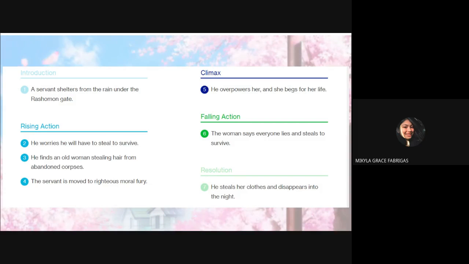Okay, yes, thank you, Michaela. The difference is that the old woman was already doing that as her livelihood, right? Making a wig and taking the hair from the corpses. While the servant is actually just beginning to shape his future, after he was dismissed or kicked out of his work. So in the same way, they are both thieves, but the servant is worse.